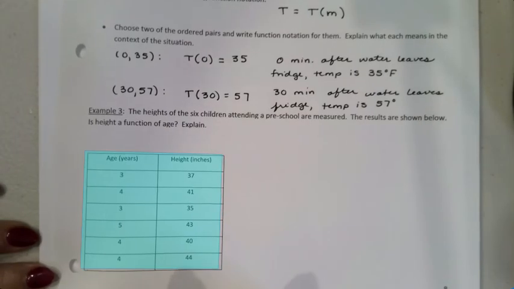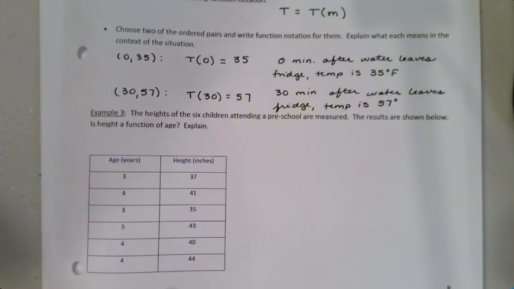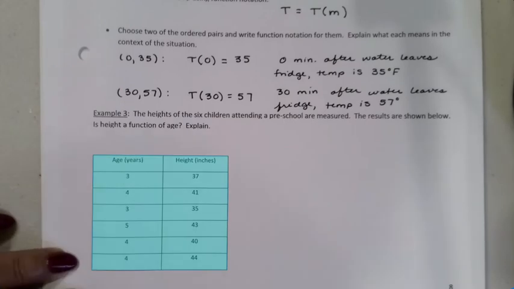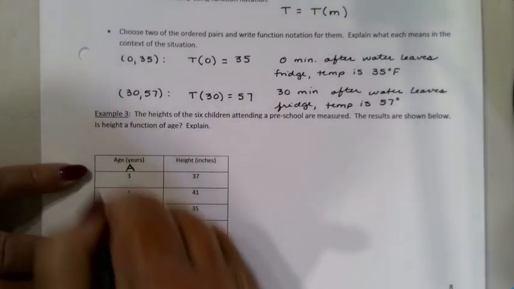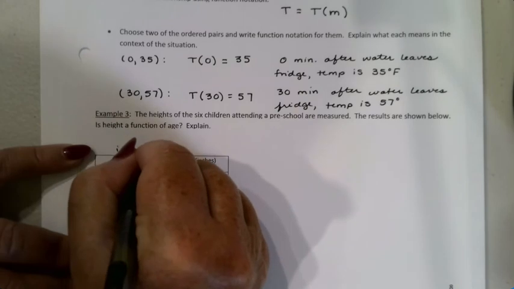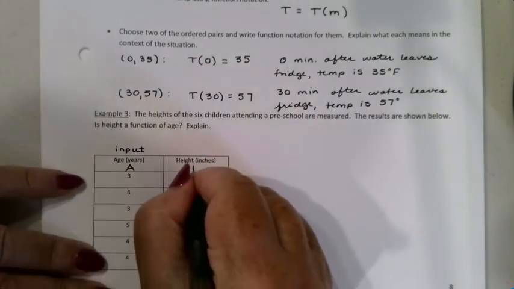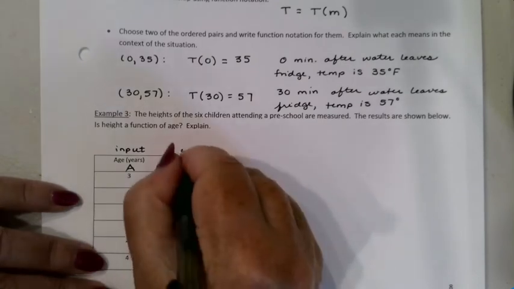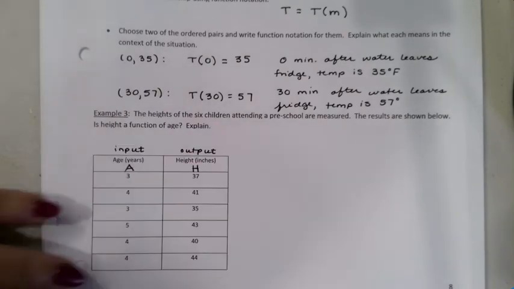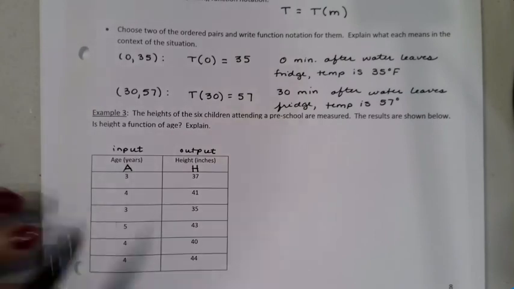The heights of 6 children attending a preschool are measured, and the results are shown in the table down here. Is height a function of age? First of all, notice that the way I asked that question is consistent with the way the table is laid out, right? The age, which I think I'm going to call A, is on the left, so it should be the input or independent variable. The height, which I think I'll call H, is the output or dependent variable.